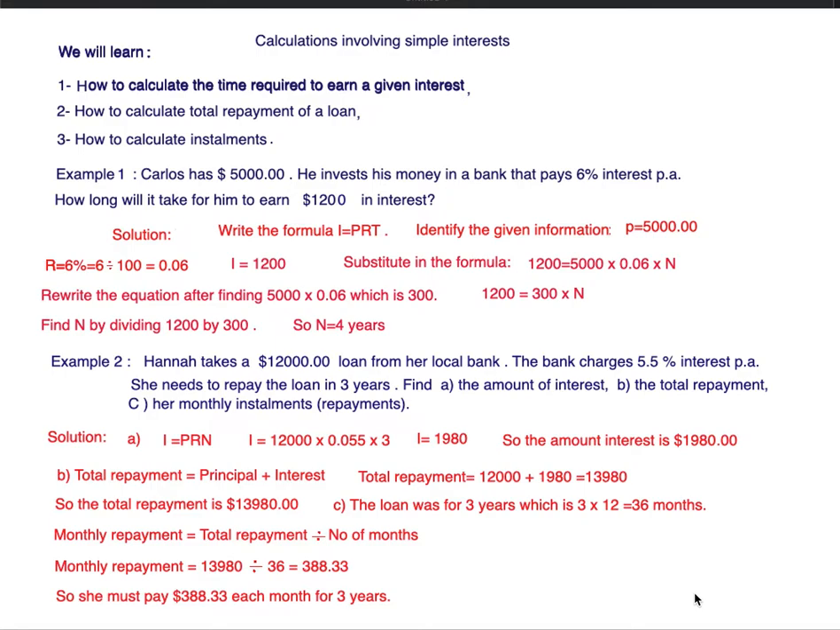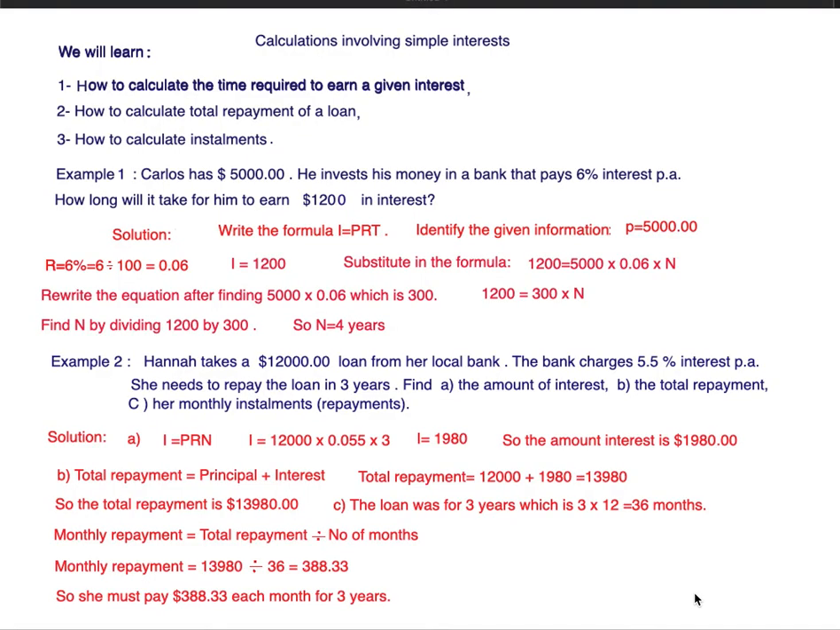They have given us the principal, the money that we are investing or borrowing. In this case, we are investing, so it's $5,000. Then we have the interest rate, which is 6%. We can divide 6 by 100, because percentage means out of 100, to get 0.06 as our rate. And we know that we want to have $1,200 as our interest.